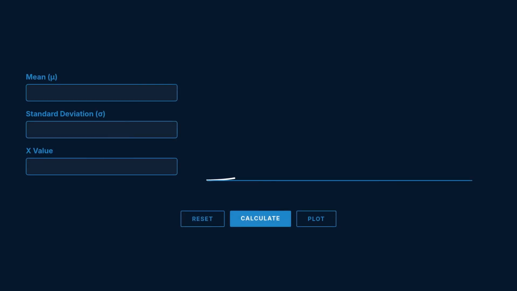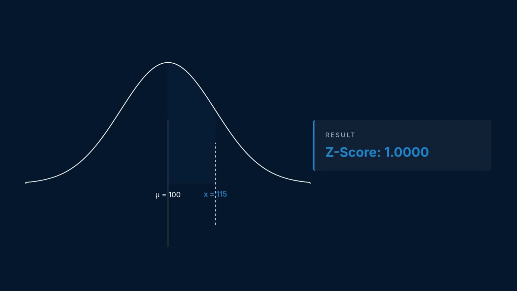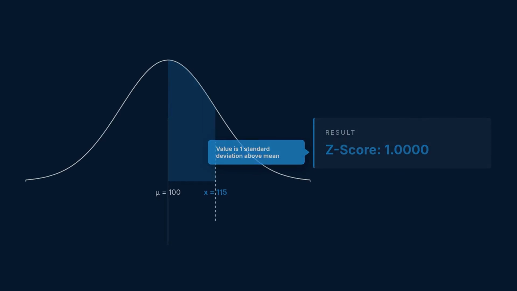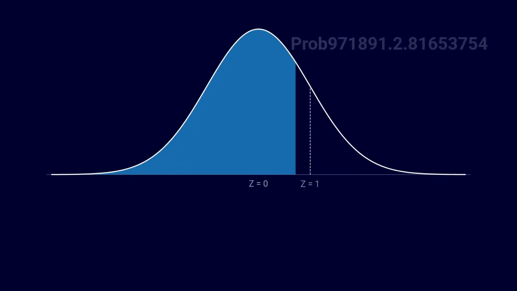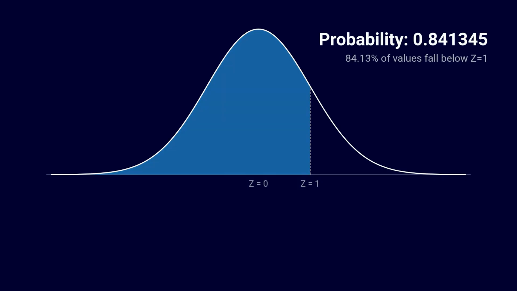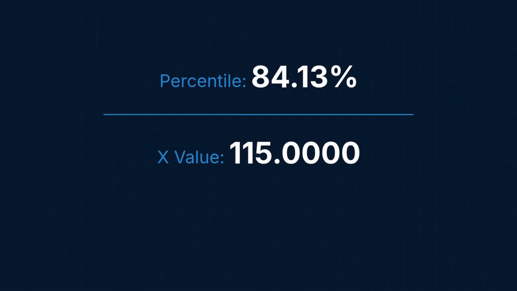Here's our example. With mean 100, standard deviation 15, and x value 115, clicking Calculate gives us these results. The z-score is 1.000, showing our value is exactly 1 standard deviation above the mean. The probability is 0.841345, meaning 84.13% of values fall below 115. The percentile confirms this at 84.13%, and the x value shows 115.000.